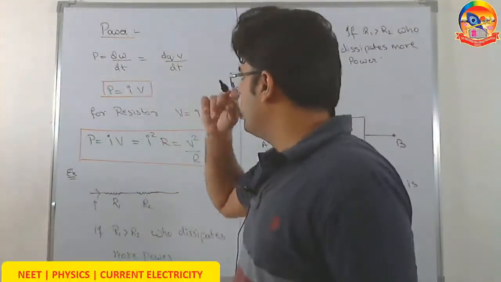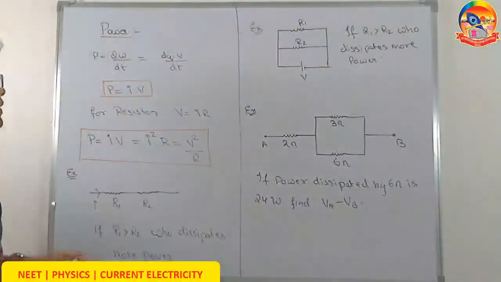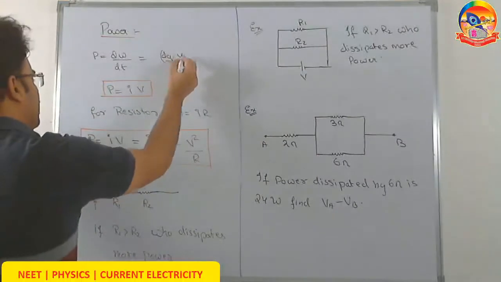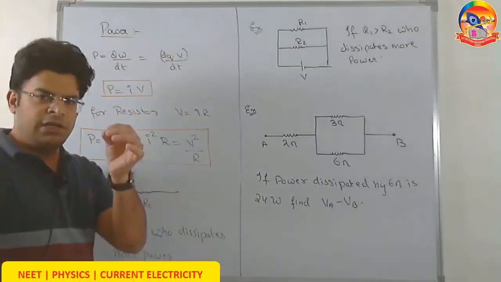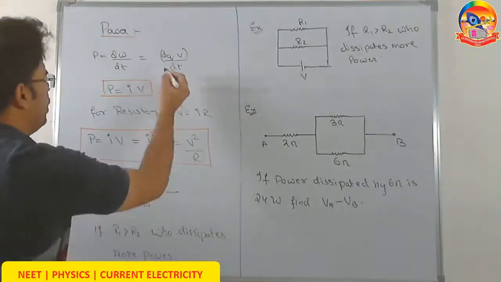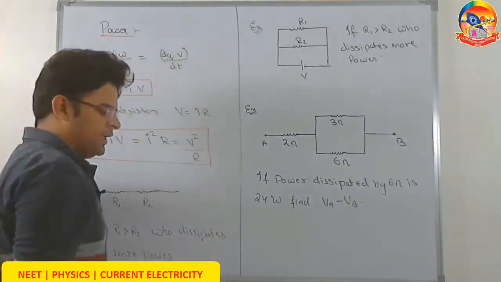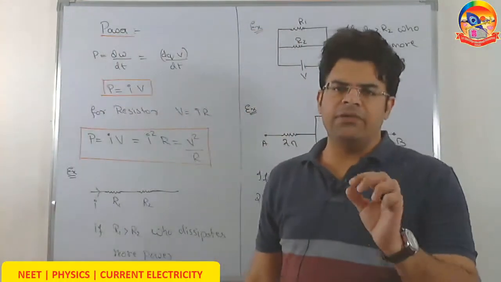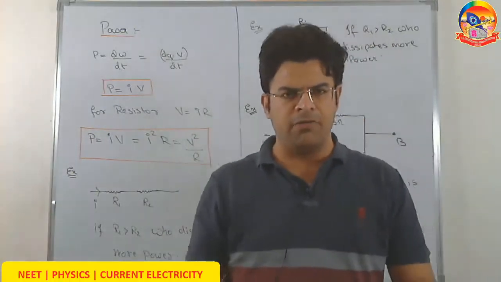So power is defined as the rate of doing work, dW by dt. For electro part, we can write dW as dq into V, that is the infinitely small charge dq taken through a potential drop V. dq by dt can be written as I, so power can be written as IV. Power can be written as IV for all things, for resistor, for battery, for capacitor, everything.